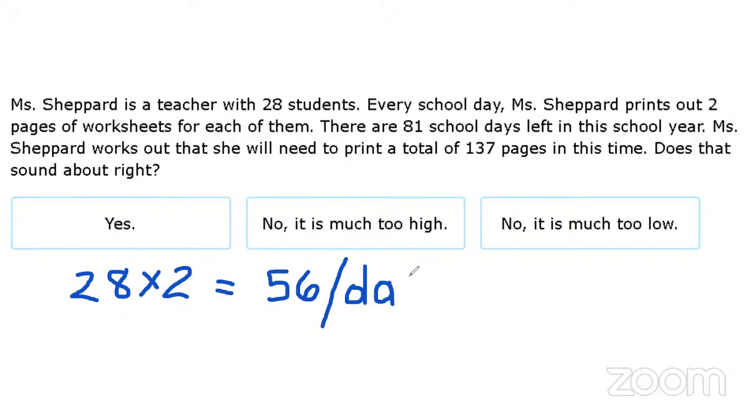Remember, she believes that she's going to need a total of 137 pages, but she is going to print 56 daily for her class, and there are 81 days left. So 81 multiplied by 56, because we need to see how many she will now need in all. Go ahead, do your calculation in the chat and tell me. 81 multiplied by 56. That will tell us how many she will need for the rest of the school year. Do your calculation, and I want to see that in the chat.